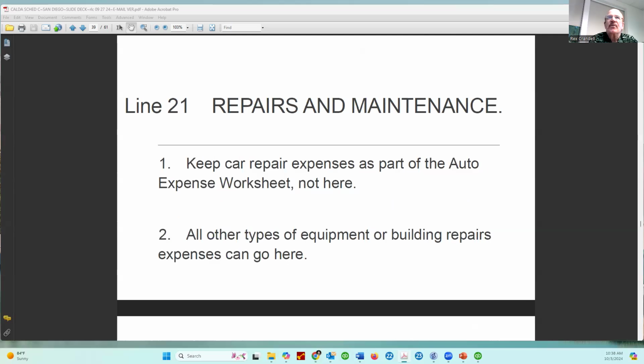Moving down the lines, repairs and maintenance. So keep the auto expense, we had a special worksheet for that listed on that schedule, not here. And this would be repairs and maintenance for all other types of equipment or building repairs. An example would be a copy machine repair or something like that.